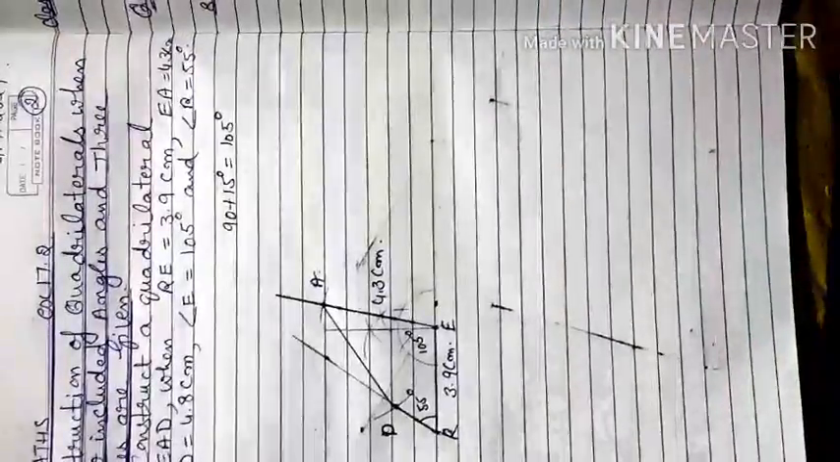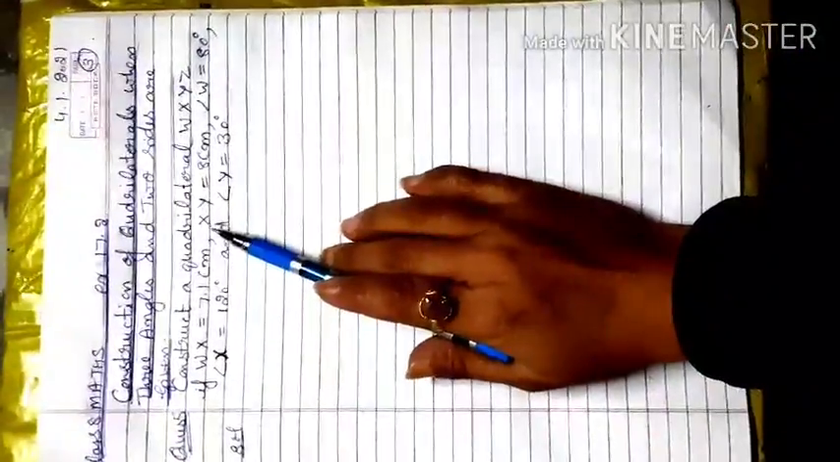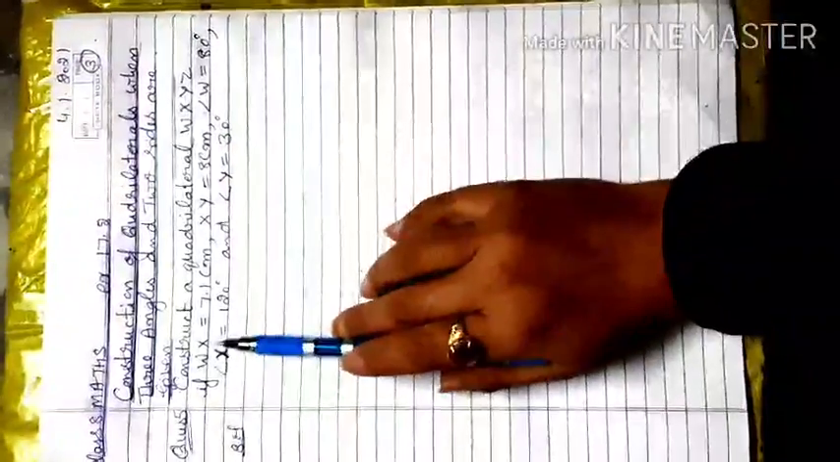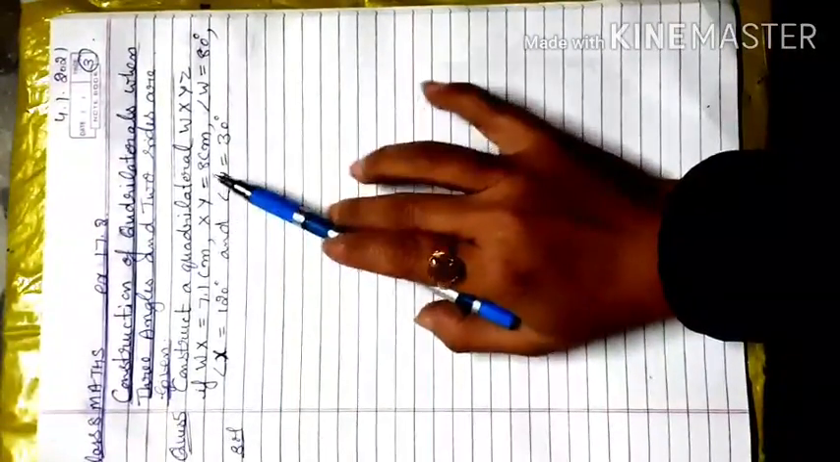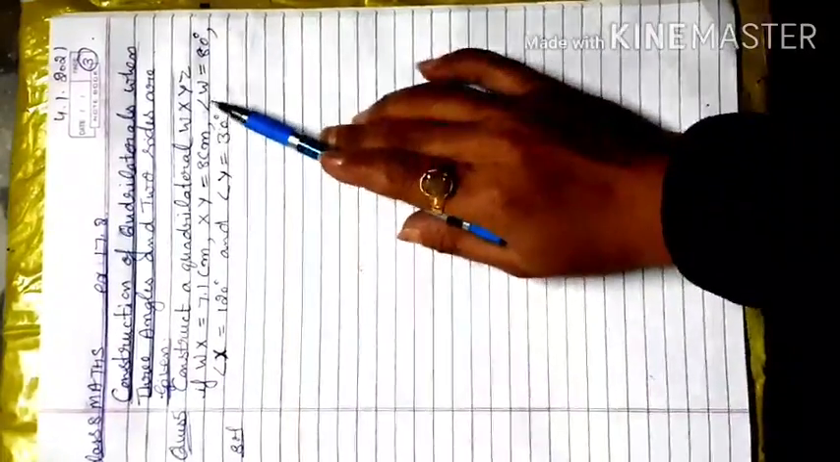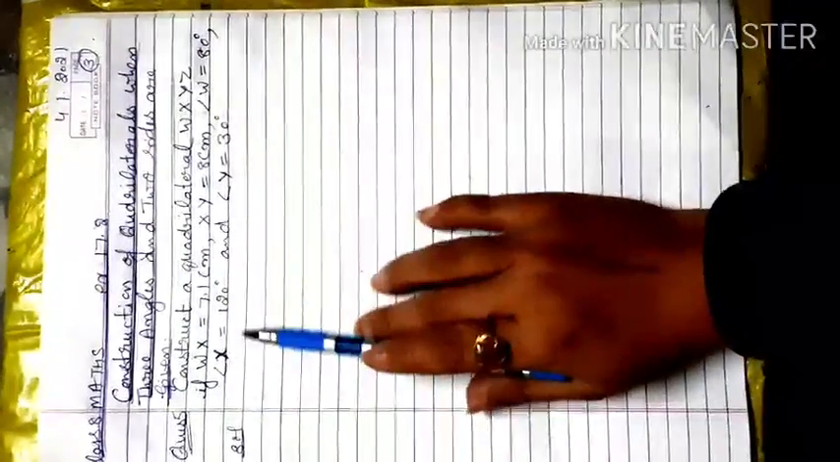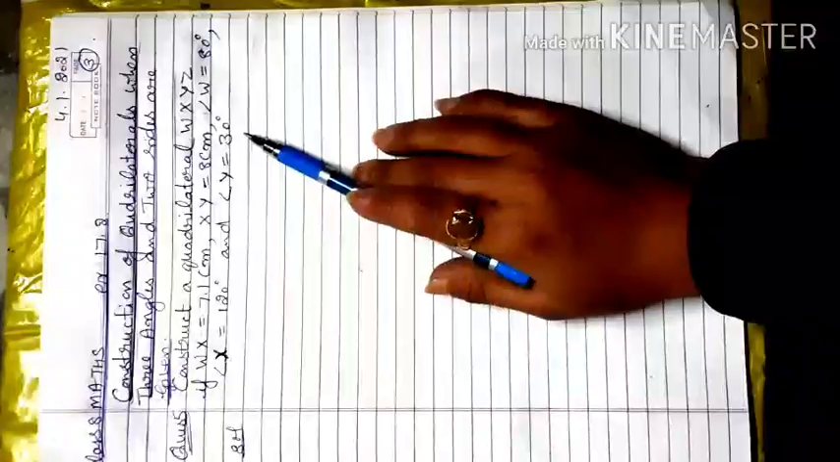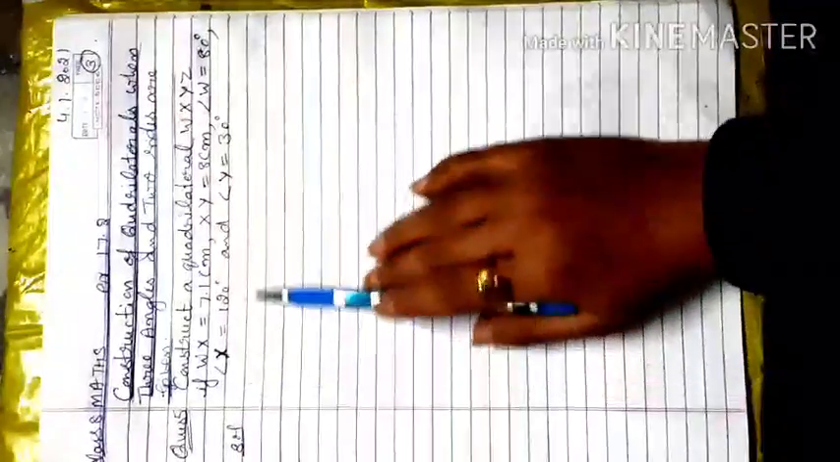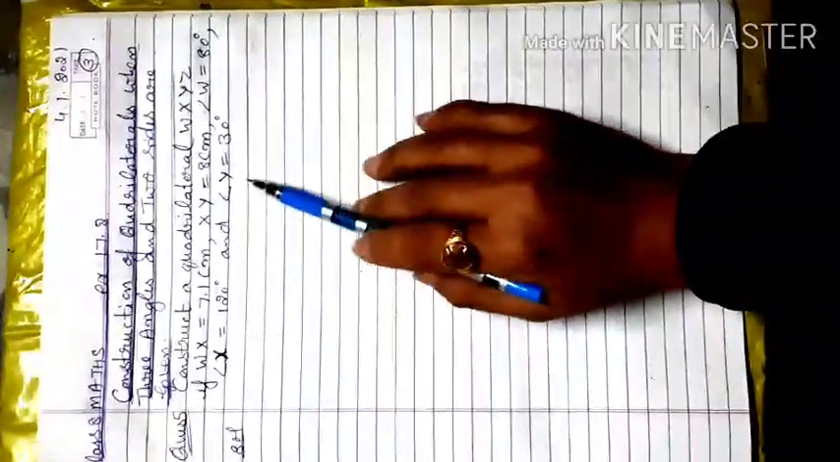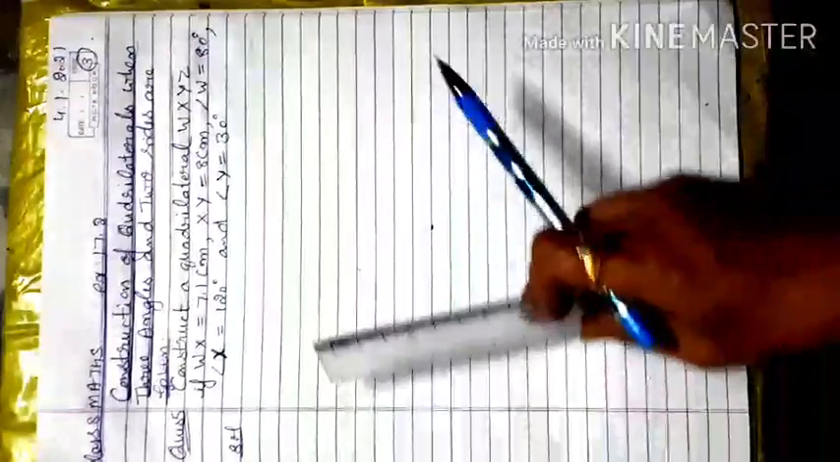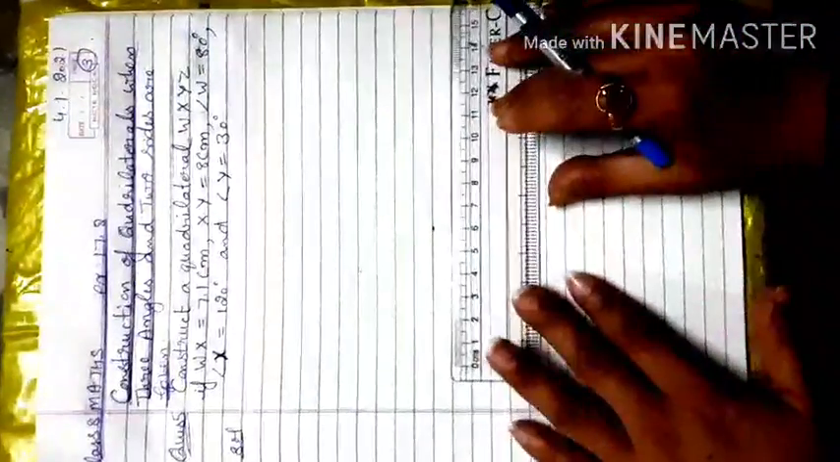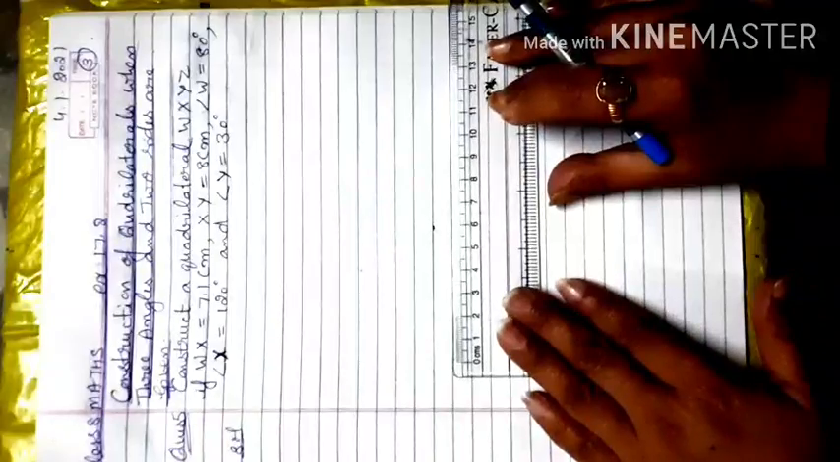Now my next question, the last question of this exercise. Construct a quadrilateral WXYZ. WX is equal to 7.1 centimeter. XY is equal to 8 centimeter. Angle W 80 degree, angle X 120 degree and angle Y 30 degree. So we choose that side in which both angles lie. So here it is XY equal to 8 centimeter. So first we will draw 8 centimeter as XY.